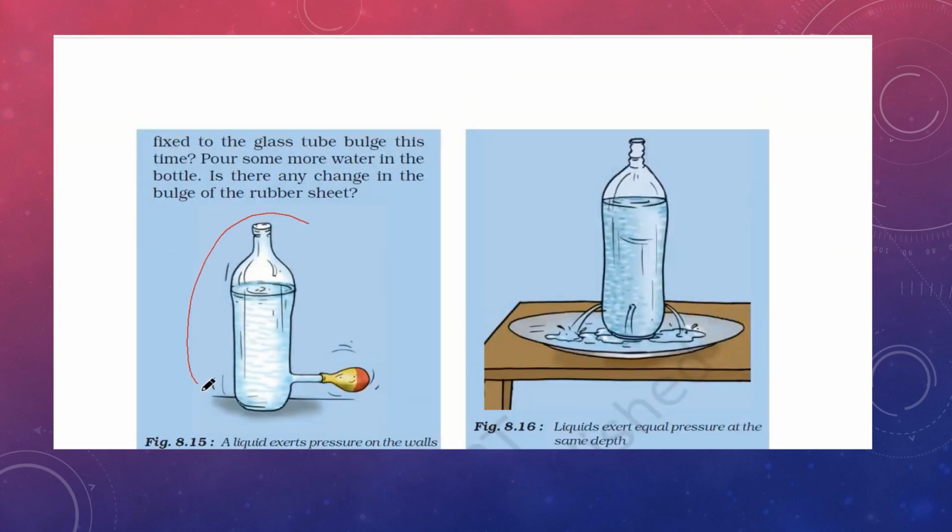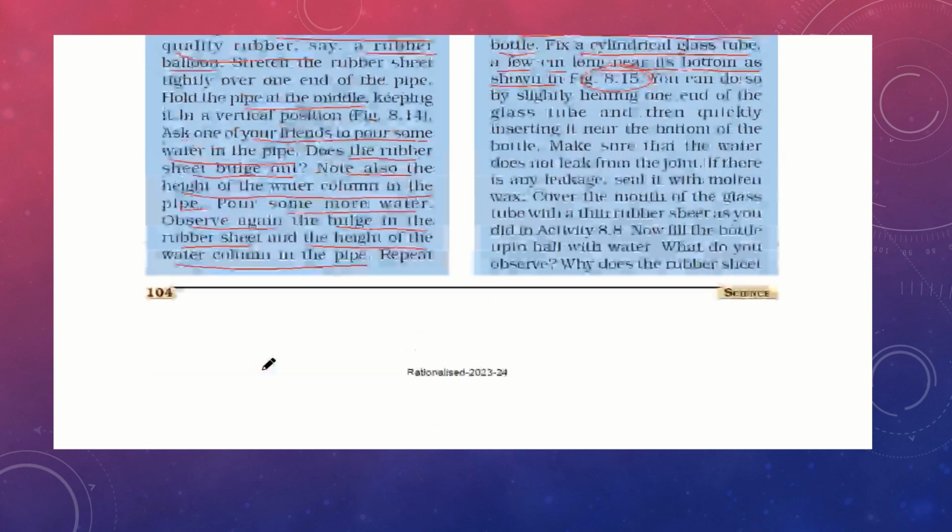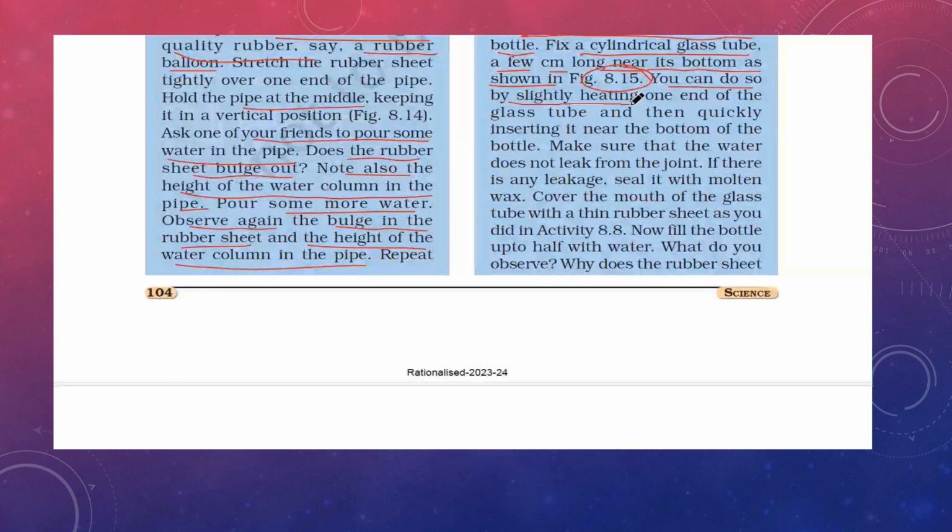So this is the discarded plastic soft drink bottle. You have fixed a pipe at the lower end of it. How do you put it in? You can do so by slightly heating that part and inserting the glass tube quickly. If you insert the glass tube while heating, it will get fixed in that part of the plastic bottle. When you heat the plastic, it will get melted, so in that molten state you insert the glass tube.